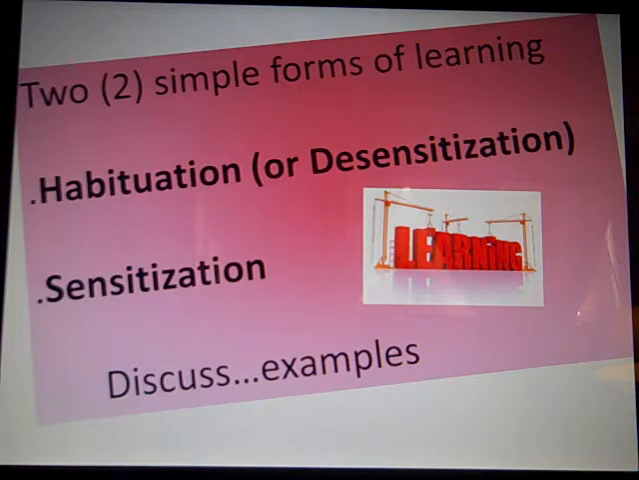Now, 2 very simple forms of learning. Your book talks about these, and I'm going to talk about them as well. Habituation, also known as desensitization, and sensitization. I realize the slide is kind of diagonal here on purpose, but hopefully you can still read the terms. So we'll take them both here one at a time.